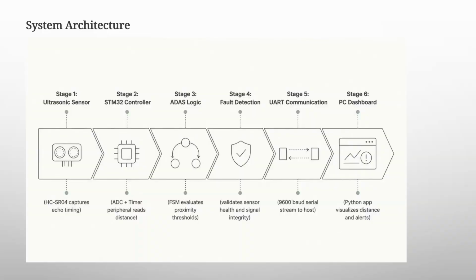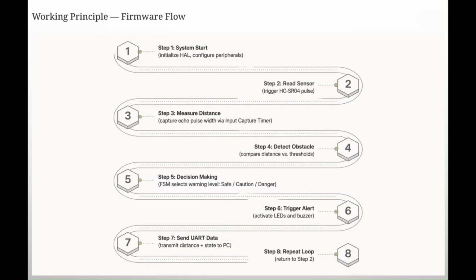System architecture. This slide illustrates the complete architecture of our system. The HC-SR04 ultrasonic sensor continuously detects the distance to nearby objects and sends the echo signal to the STM32 microcontroller. The STM32 processes the information using the firmware logic. Depending on the measured distance, the controller activates the LEDs and the buzzer to provide visual and audible warnings. At the same time, the processed information is transmitted through UART, where a Python dashboard displays the live distance, warning state, and system status. Now I'll explain how our system works.